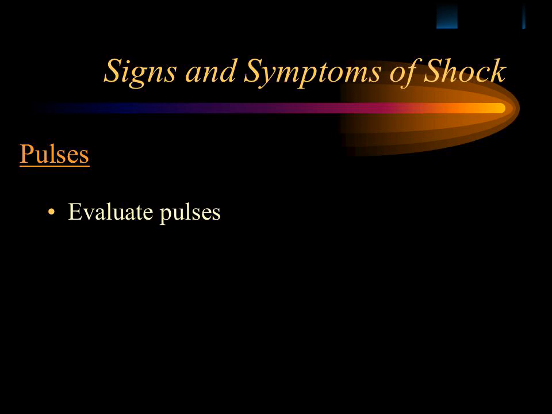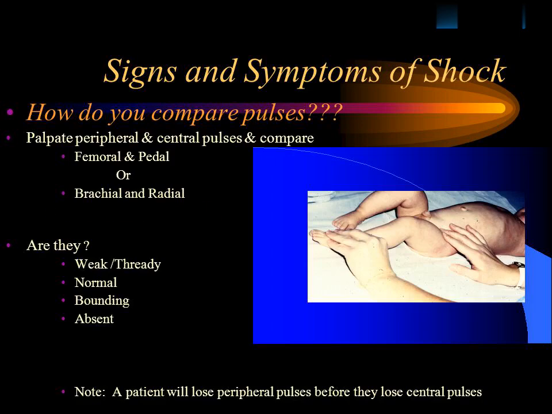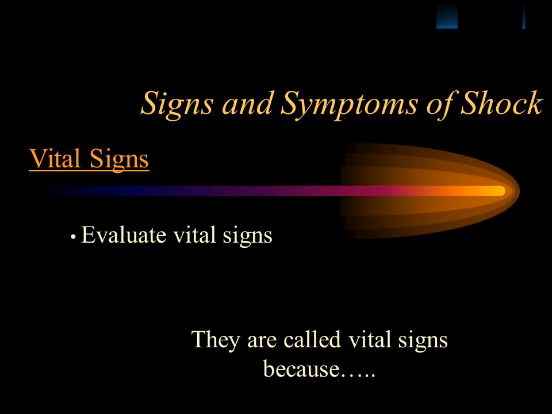Pulses. Evaluate pulses. How do you compare pulses? Palpate peripheral and central pulses and compare femoral and pedal, or brachial and radial. Are they weak or thready, normal, bounding, absent? Note: a patient will lose peripheral pulses before they lose central pulses.